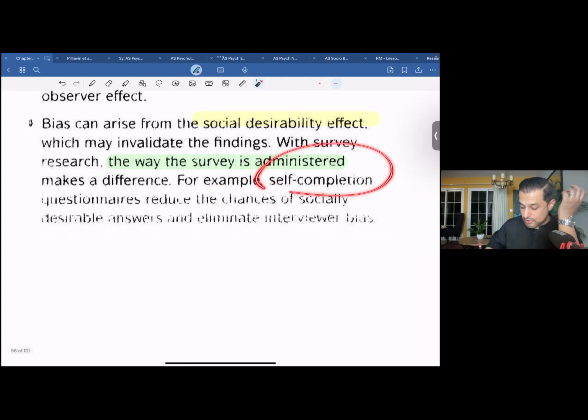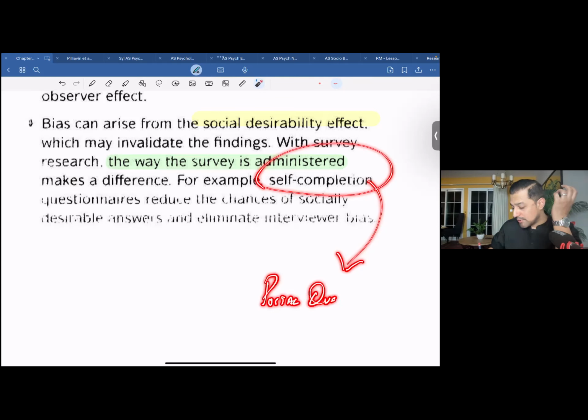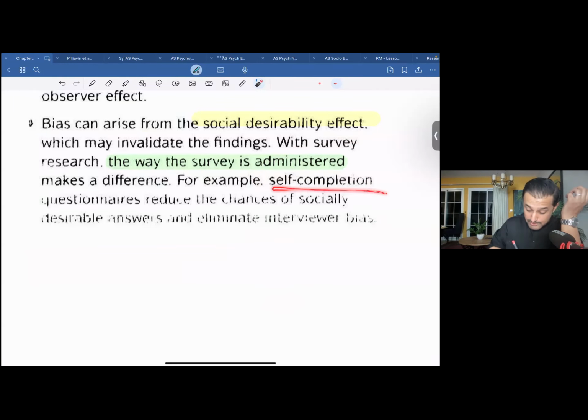Now, an example of self-completion questionnaires could be postal questionnaires, or a questionnaire through a Google Form, where you've sent a link to the participants you want to participate in the research, and at the same time you've given them an option of keeping their identity anonymous, an option of not mentioning their name there. So self-completion questionnaires reduce the chance of socially desirable answers and eliminate interviewer bias.